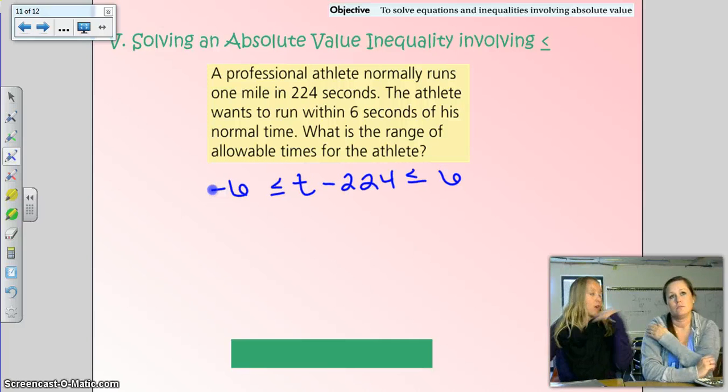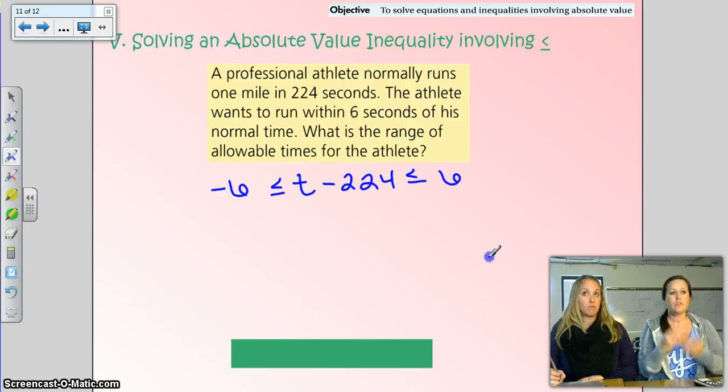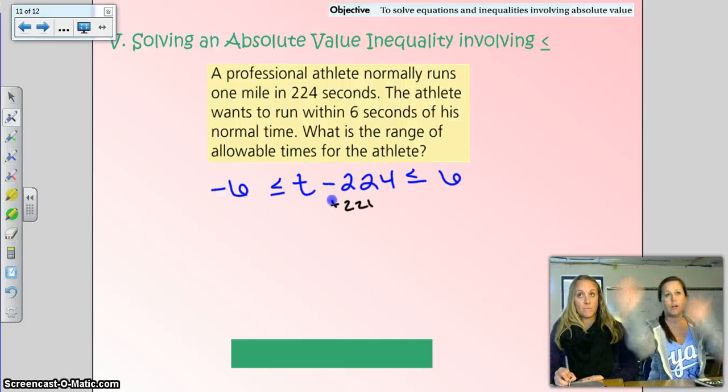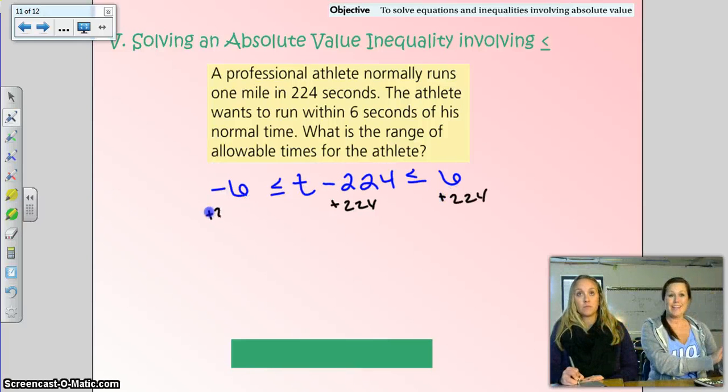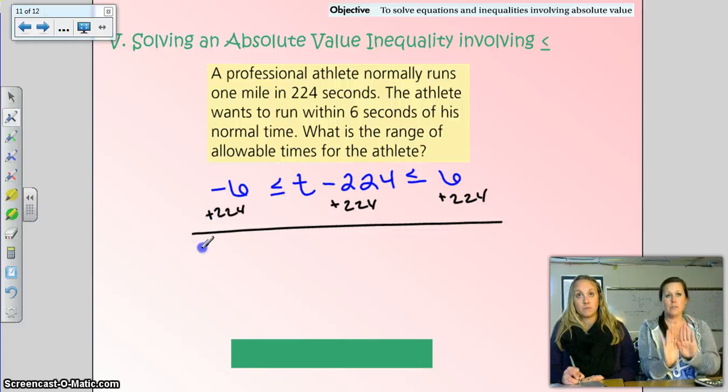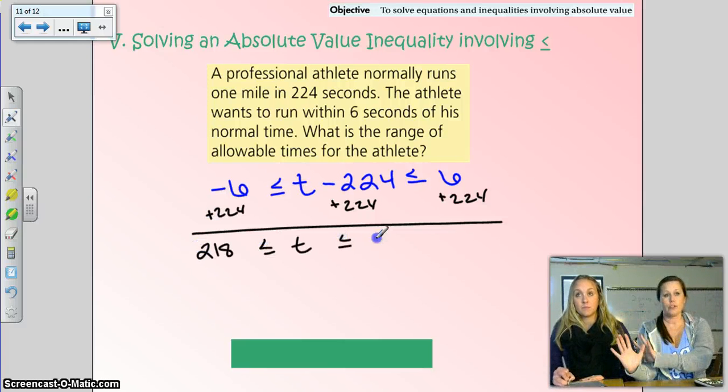6 added or 6 less than. So then when you add 224 on both sides, you end up with 218, t in the middle, and 230 on the side.